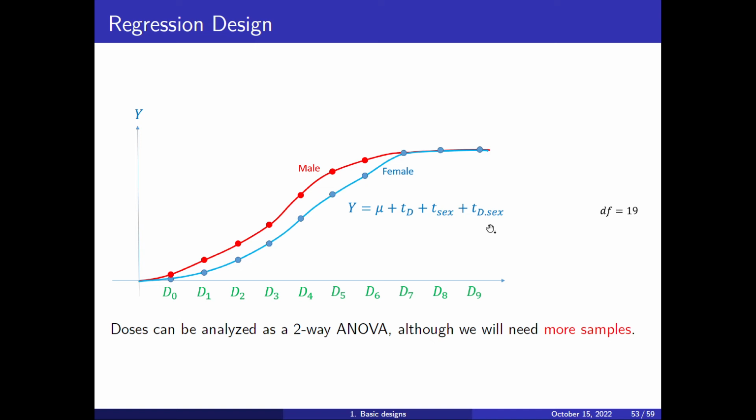If you count the number of degrees of freedom that you need to estimate this model, we have 9 degrees of freedom for the dose because I have 10 doses, 1 degree of freedom for the sex, and then 9 times 1, that is 9 for the interactions. So I have 19 degrees of freedom. So I have to estimate 19 parameters, and I can analyze it in this way, but I will need many animals because I need to estimate 19 parameters.